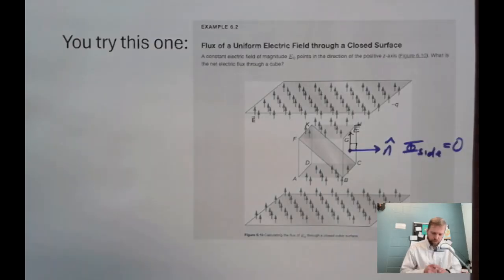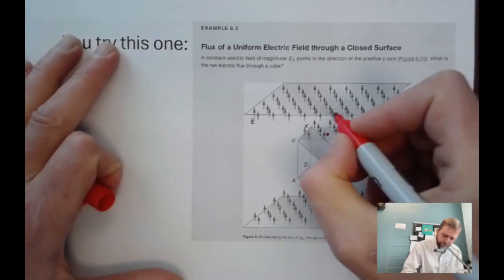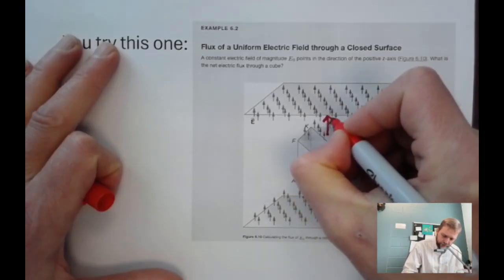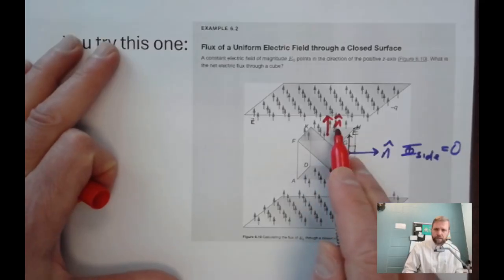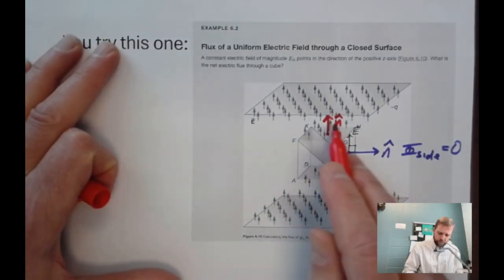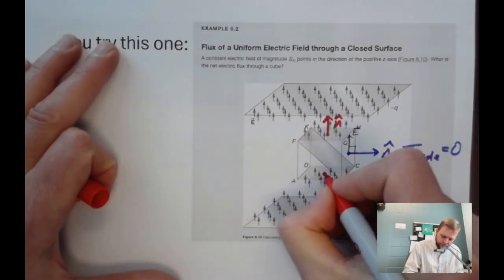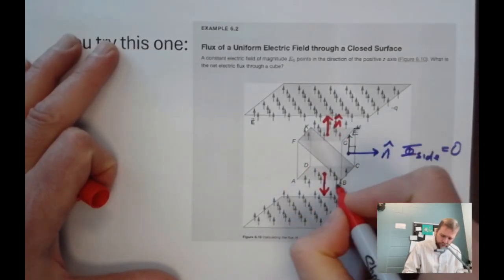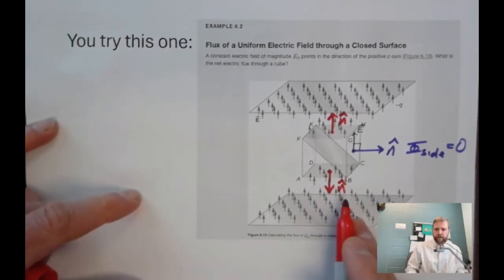All right, so for the top surface, I'm going to draw the area vector. Here's the area vector direction. It points outward. Remember, for an enclosed volume, it always points outward. And then for the bottom, there's the direction of the area vector.